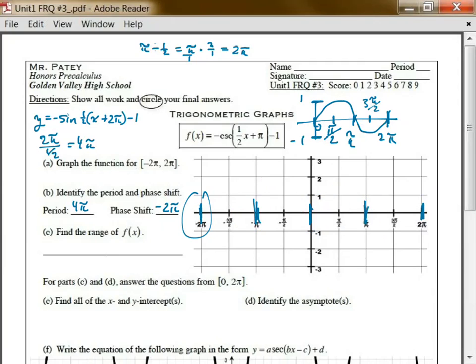Now, why can't I just do this? Why can't I say, okay, it goes up 1, then it goes to the intercept, and then it goes down 1, and it goes back to the intercept? How come it doesn't just do this? Because it shifted down. Okay, we don't want to forget the shift.